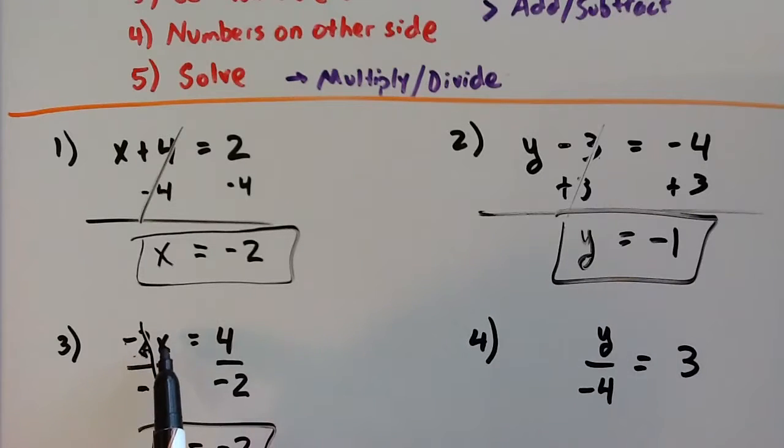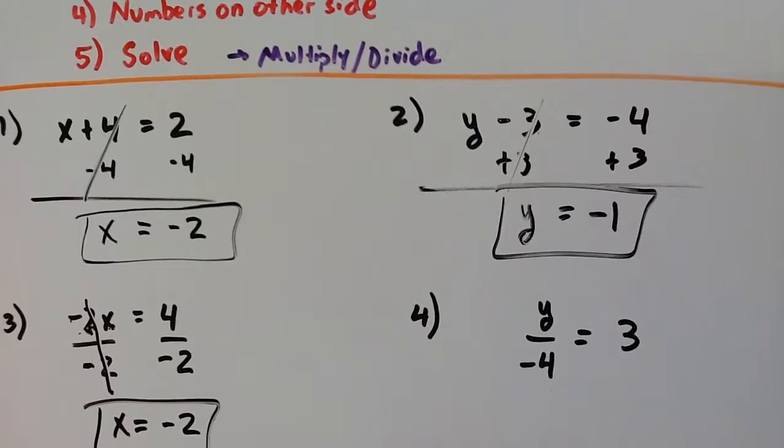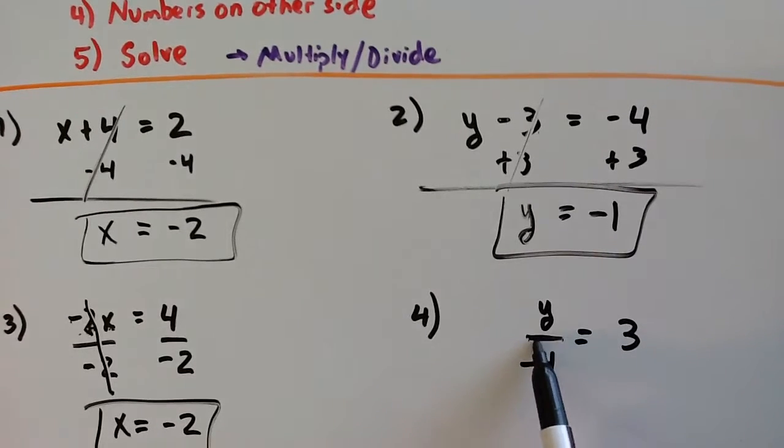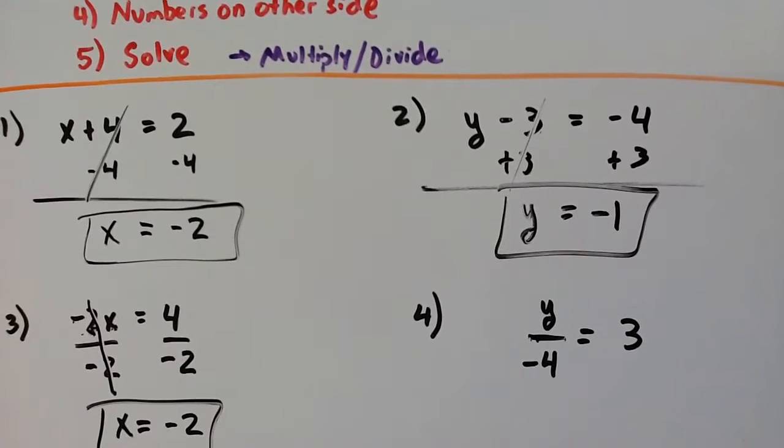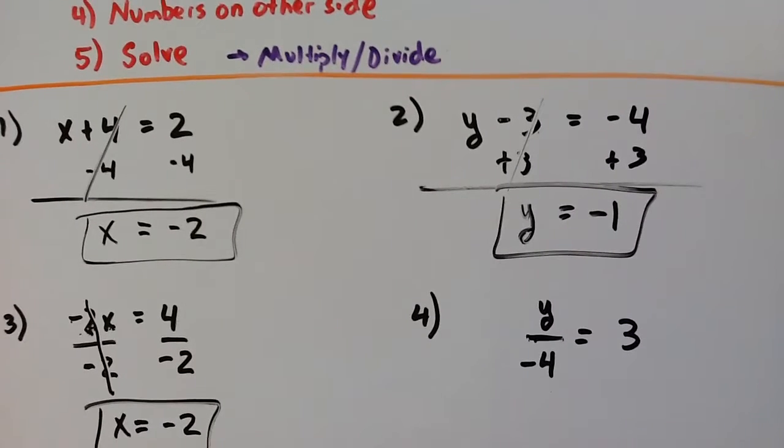Because negative 2 times negative 2 would give us 4. Example number 4, I have y over negative 4 equals 3. Remember, this horizontal fraction bar is division. It means division. Y divided by negative 4 equals 3. So I have my variable on one side, my numbers on the other.